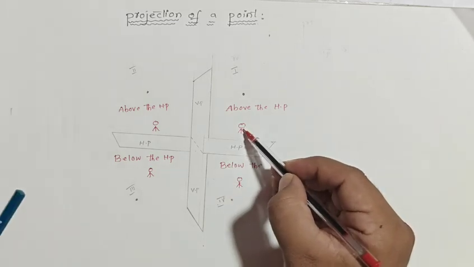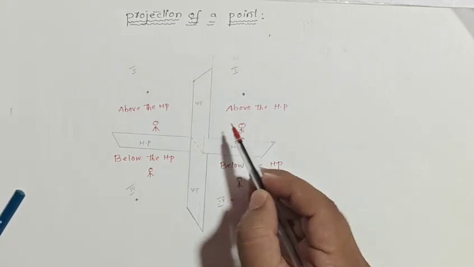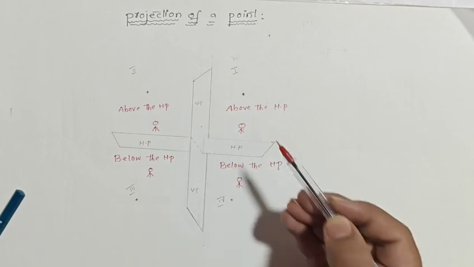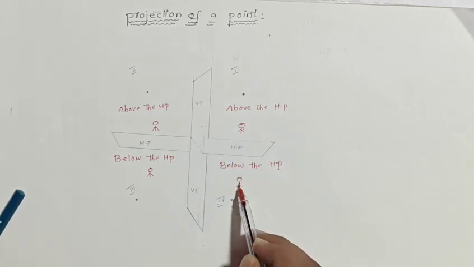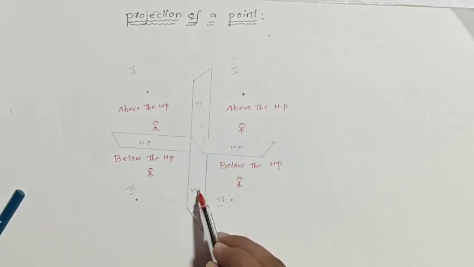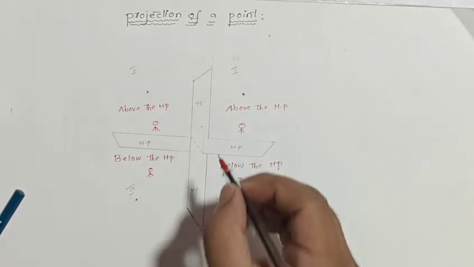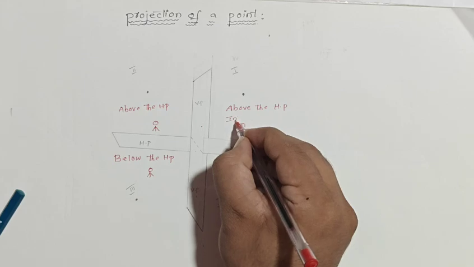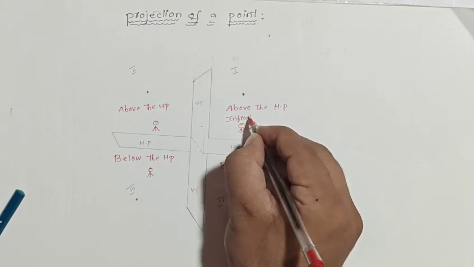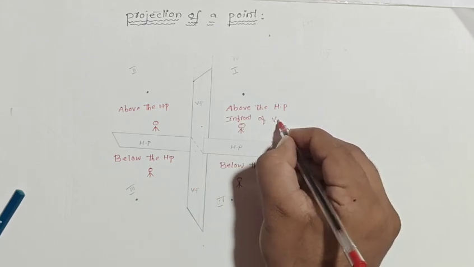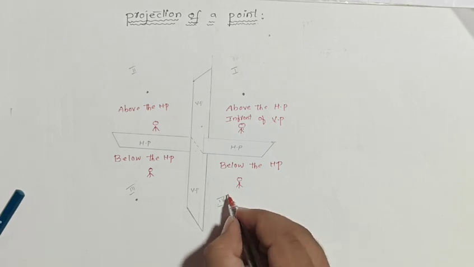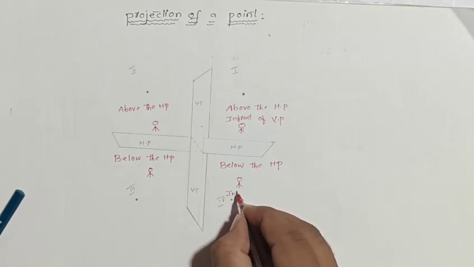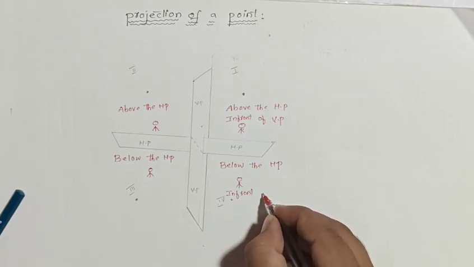This first person is in front of whom, dear? Vertical plane. What about this fourth person? This fourth person also in front of vertical plane. Can we able to write here? In front of vertical plane. What about this fourth quadrant person? In front of vertical plane.